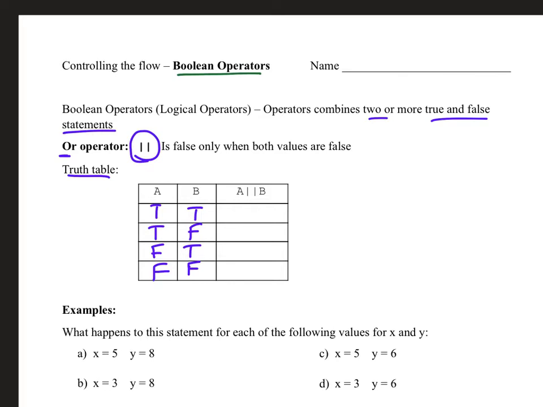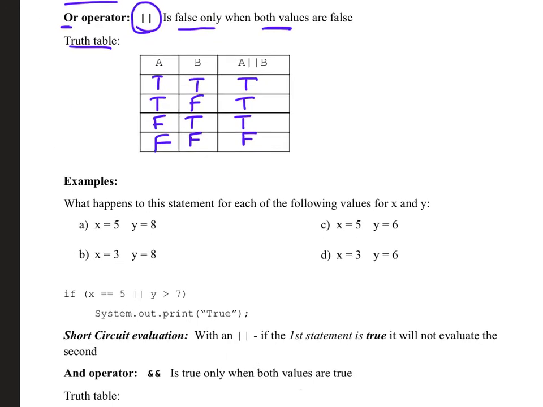So the OR statement, remember it says is false only when both values are false. So this is the only place they're false. Every other time it's going to be true. Okay, that's truth table.